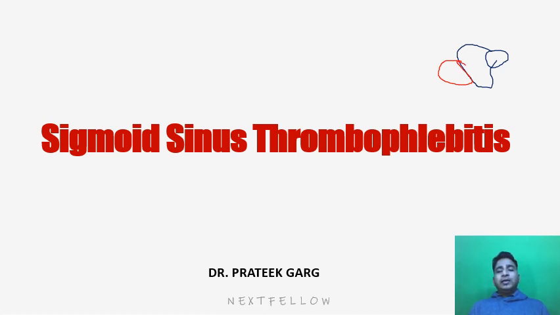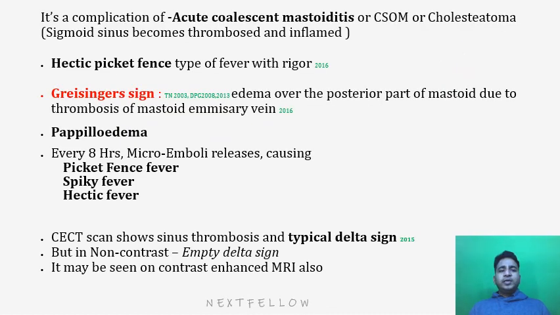Because of continuous infection in the middle ear structures, or ongoing cholesteatoma, or unsafe type of CSOM, it will lead to thrombophlebitis of the sigmoid sinus, leading to a thrombus clot in the sigmoid sinus and engorgement of the mastoid emissary veins, which connect the mastoid and the sigmoid sinus. So what is this? It is a complication of acute coalescent mastoiditis or CSOM or cholesteatoma, which results in thrombosis and inflammation of the sigmoid sinus.